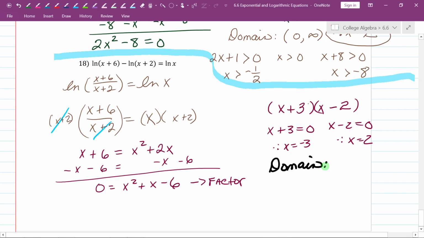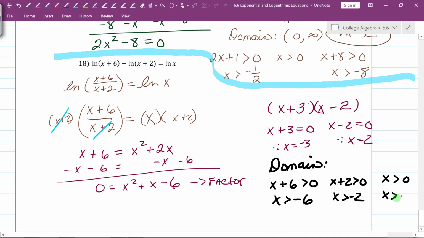Okay, so we're looking at our domain, and our domain is that x plus 6 has to be greater than 0, x plus 2 has to be greater than 0, x has to be greater than 0. I looked at all 3 sections right here. So this means that x has to be greater than negative 6, x has to be greater than negative 2, and x has to be greater than 0. This one right here is the most restrictive. So my domain is going to be from 0 to positive infinity.